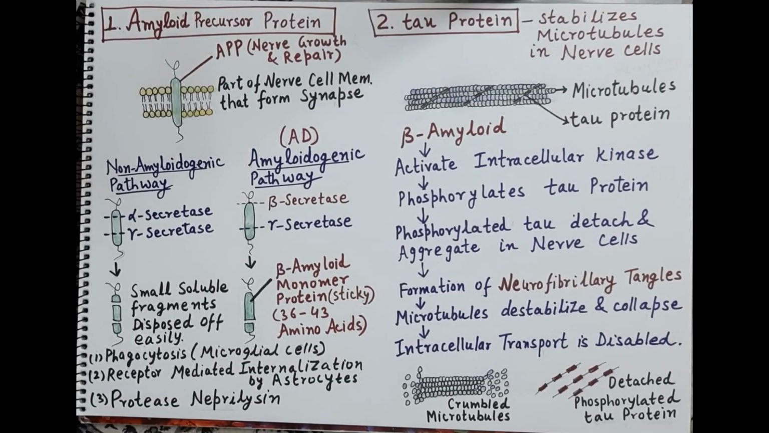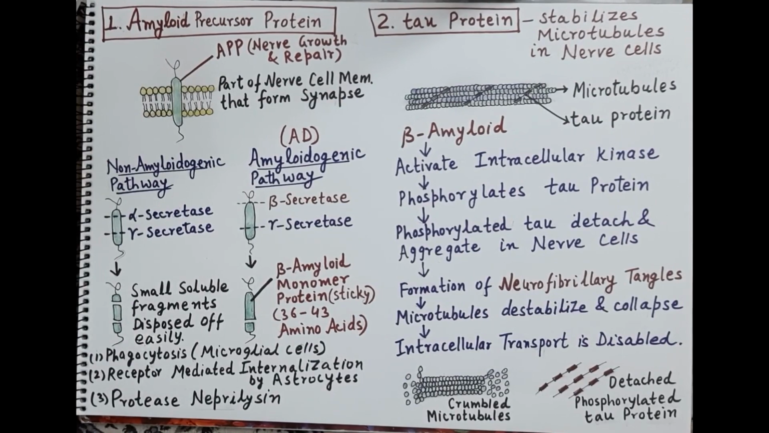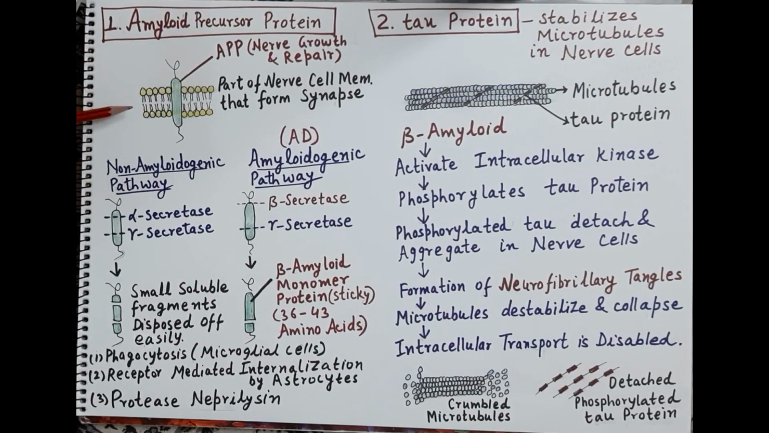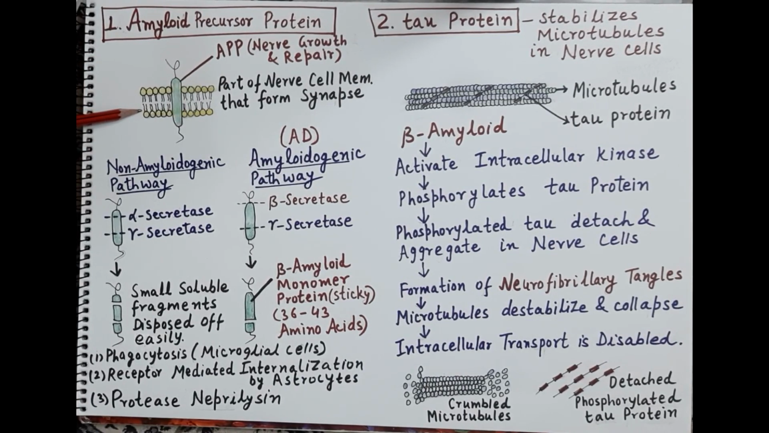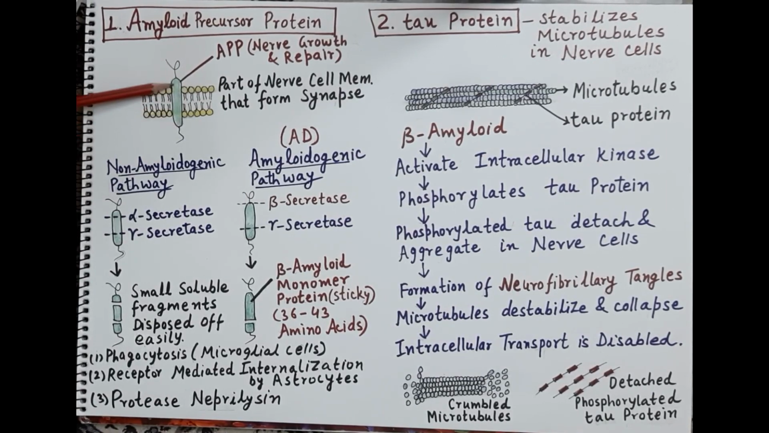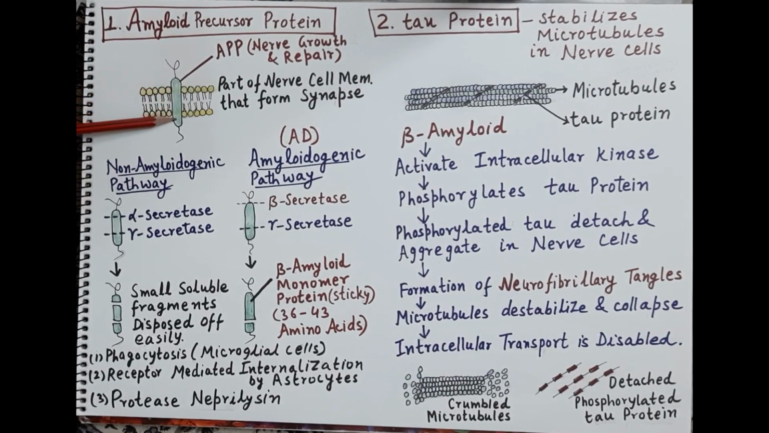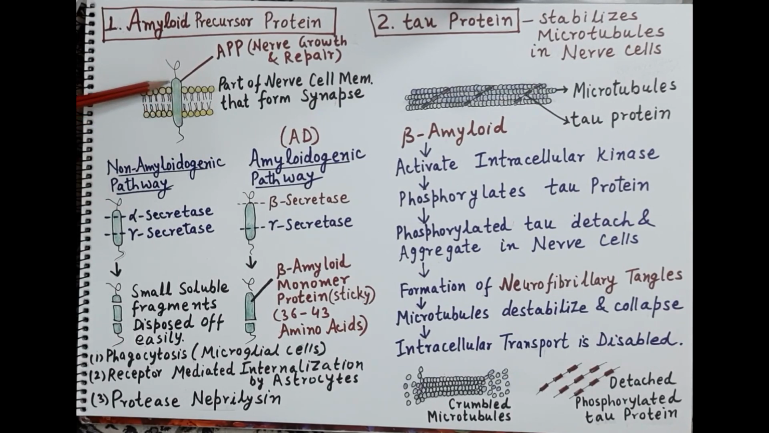Now let's talk about the first hallmark of Alzheimer's disease, formation of beta amyloid protein. Now we'll talk about the amyloid precursor protein, which is part of the nerve cell membrane that forms a synapse. As we all know, a synapse is a junction between two nerve cells where neurotransmission takes place. In this diagram I have shown this amyloid precursor protein in green color. It is a part of the nerve cell membrane, and it is required for nerve growth and repair.